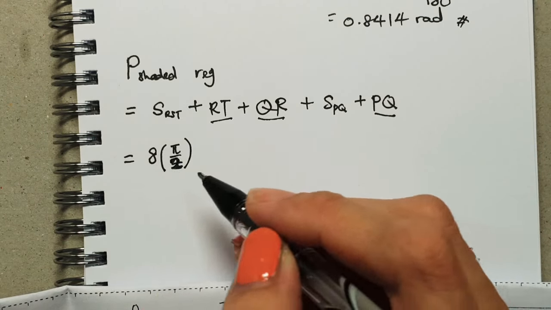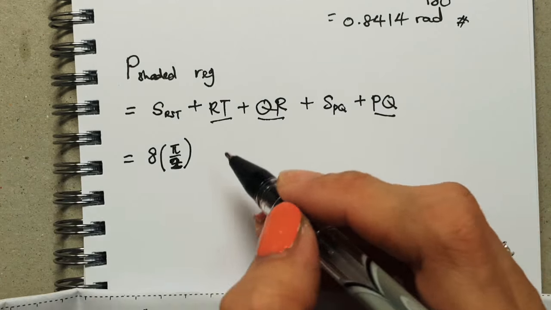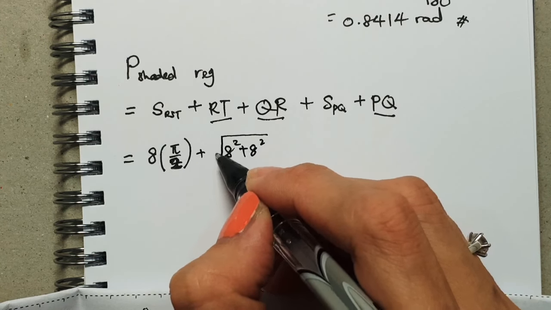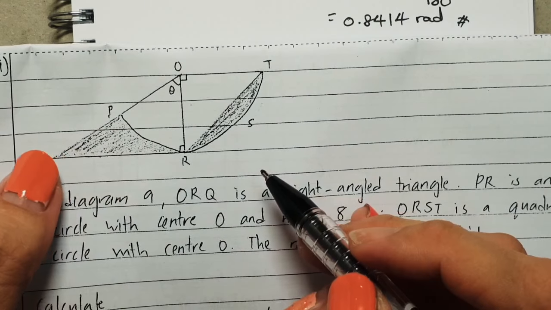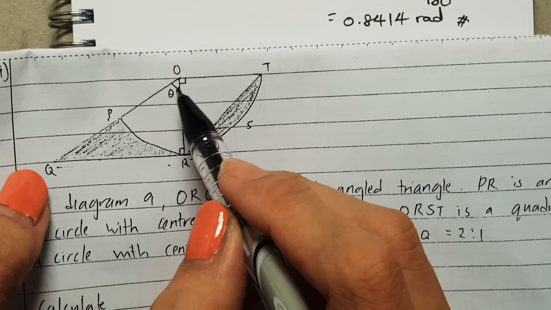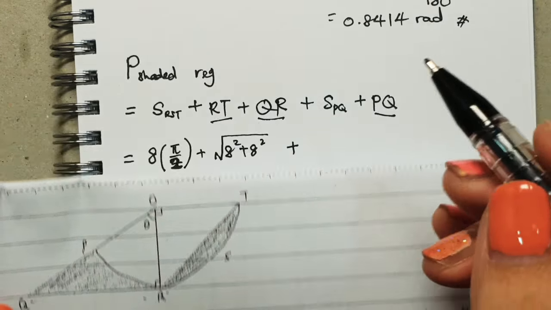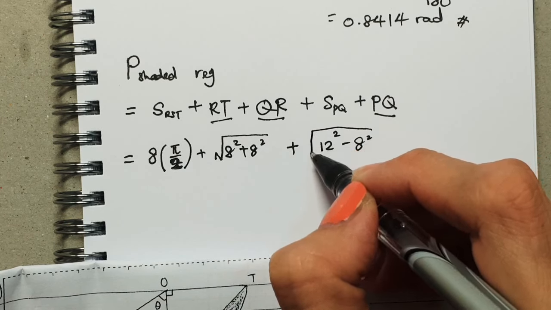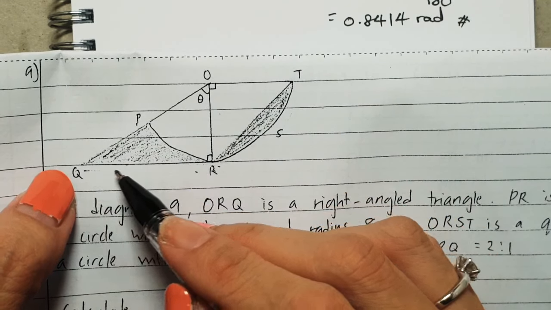What about the R to T? It's the Pythagoras theorem. So 8 squared plus 8 squared and then square root. That will be our RT. And at the same time, QR. Where's QR? QR is this one. Again, we can use the Pythagoras theorem. We know that this is 8. This whole thing is 12, isn't it? So we will have 12 squared minus 8 squared and square root. And that will give us the QR.